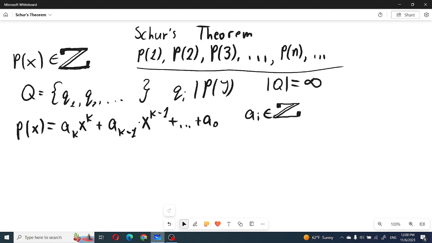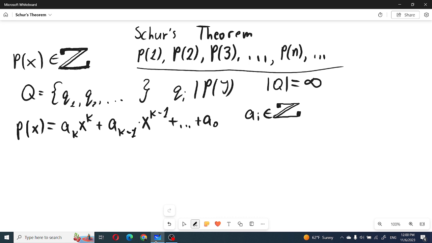Hello, today I will prove Schur's theorem, which tells us that if we consider any integer coefficient polynomial p of x and a set of primes Q, where each qi divides at least one element p(j), where j is a positive integer, then we need to show that the size of Q will also be infinite.